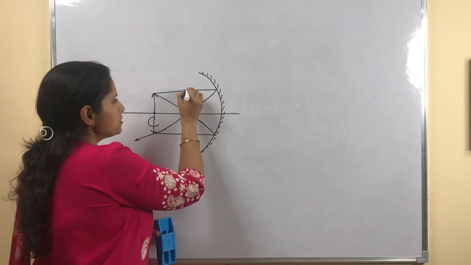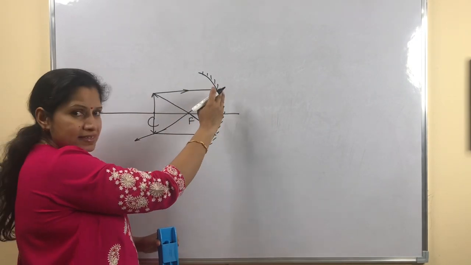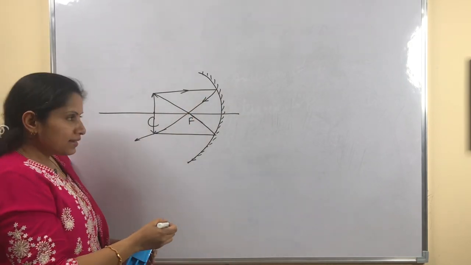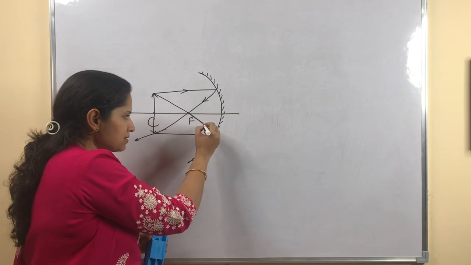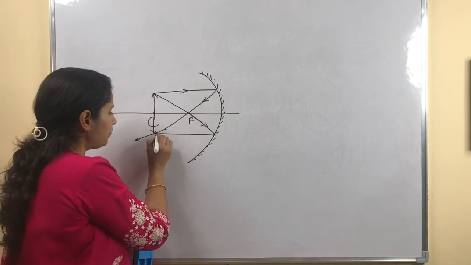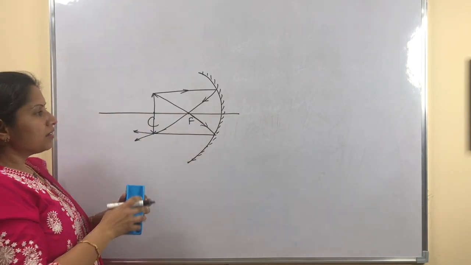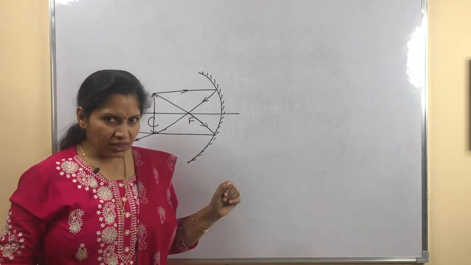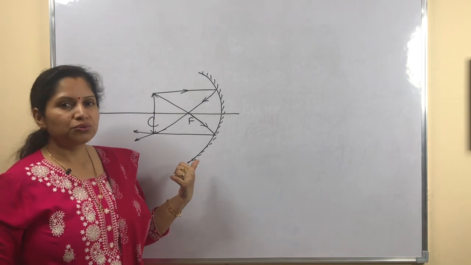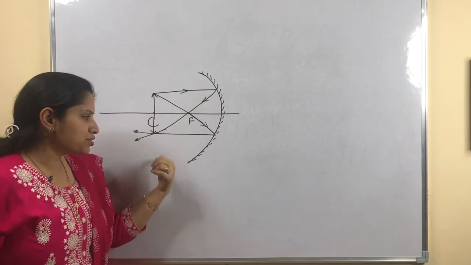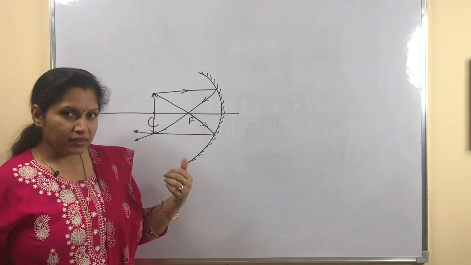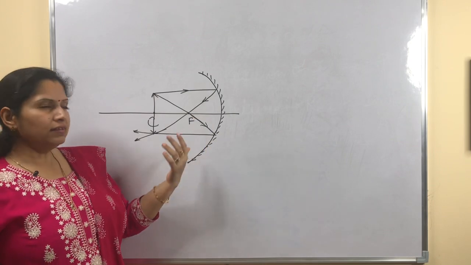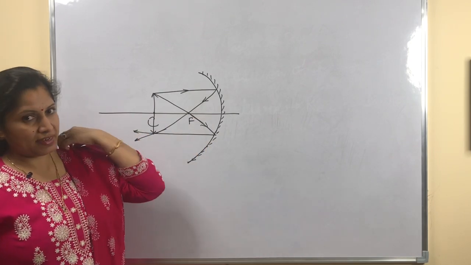So what rules have we used? One of the rays that was passing parallel to the principal axis, after reflection passes through the focus, and another ray of light that was passing through the focus, after reflection passes straight parallel to the principal axis. We have used the first and the second rule. In this condition, we can't use the third rule because a light ray couldn't be shown passing through the center of curvature. That's not possible. So we will be using the first and the second rule to draw this particular ray diagram.